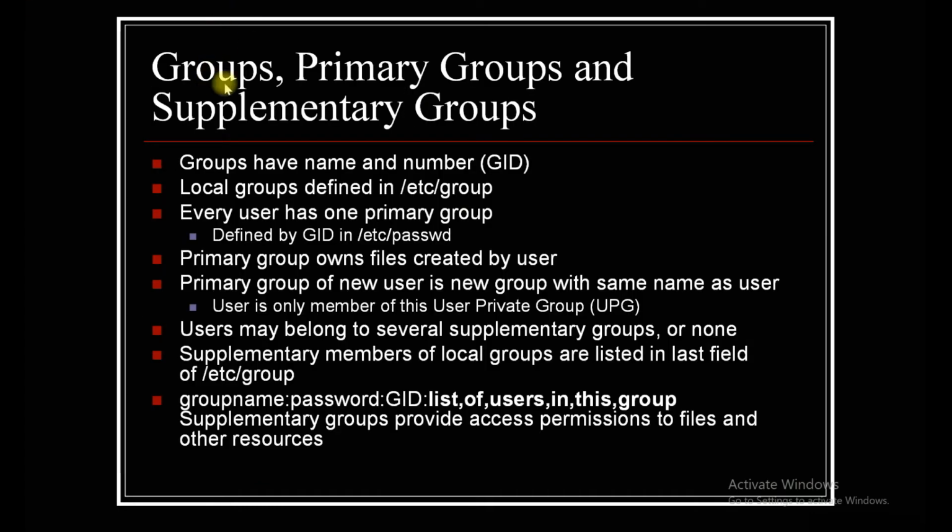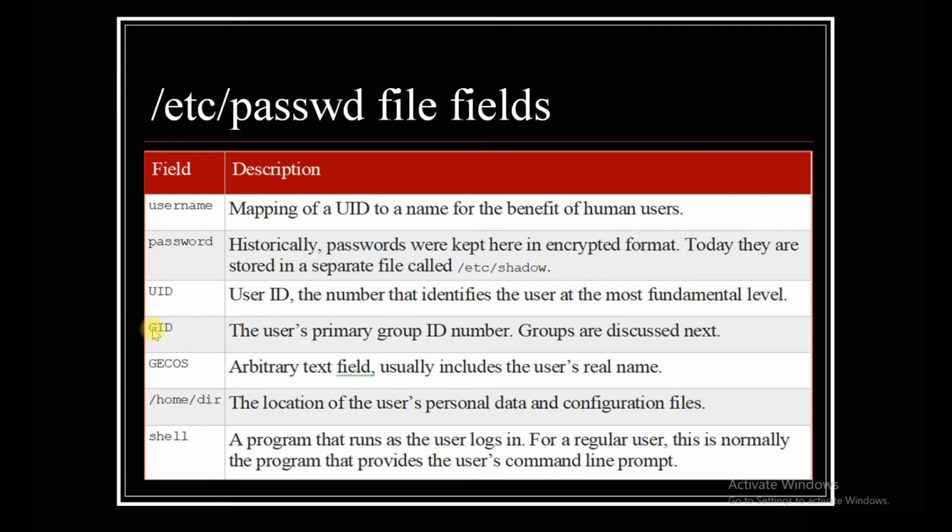Next, groups: primary groups and supplementary groups. Basically, what are groups? Groups have a name, let's say the wheel group, and it also has a specific ID. Let's say the wheel group ID is maybe 501, something like this. Local groups are defined in the configuration file /etc/group, and all primary groups will be in the GID field, this field.